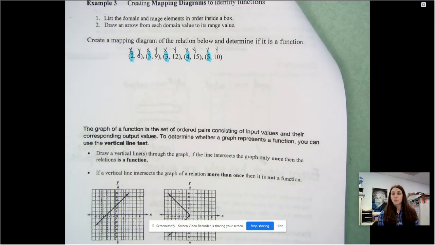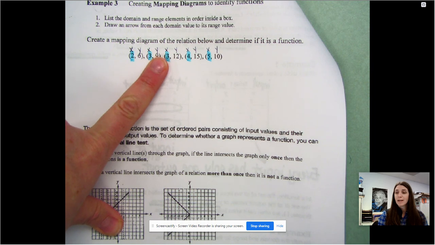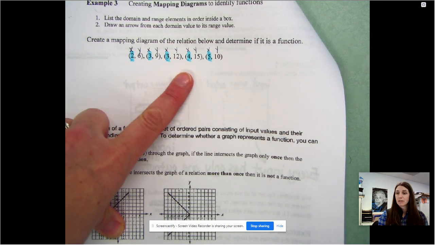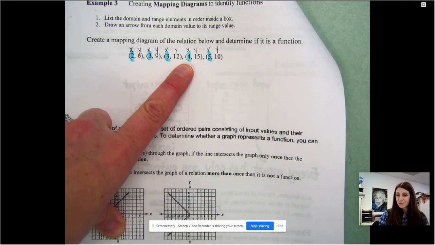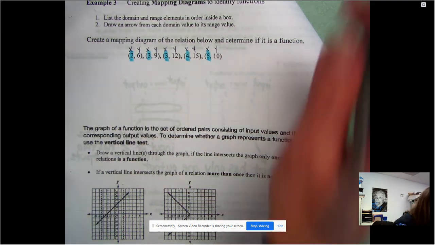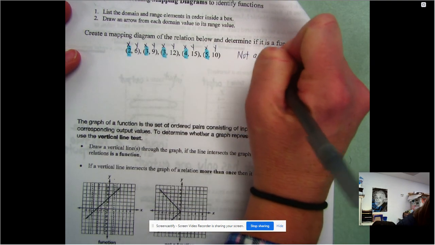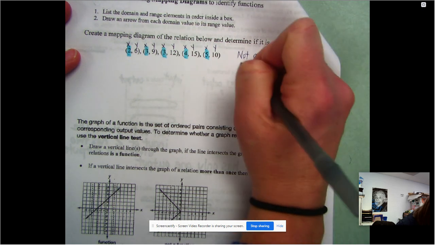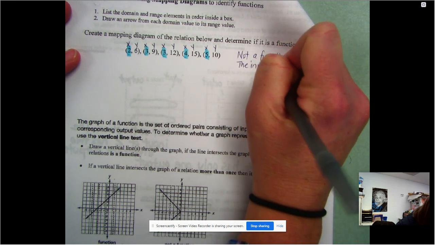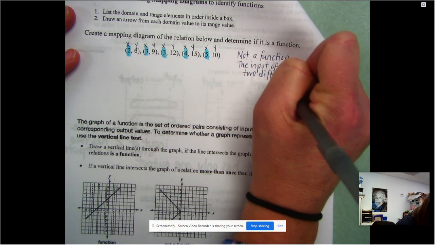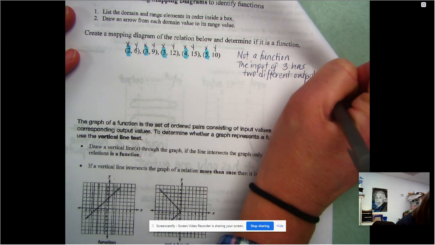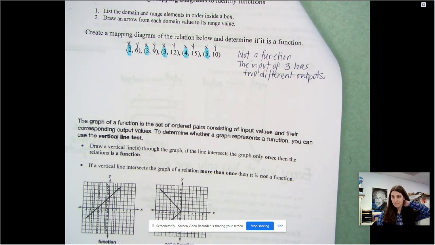Does any x value repeat? Yes. I saw 3 happen twice. And does 3 have 2 different outputs? 3 is outputting 9, and then 3 is outputting 12. So is this a function? No. So this is not a function. The input of 3 has 2 different outputs. You could just say it has different outputs. Or you could say it doesn't have only one output.